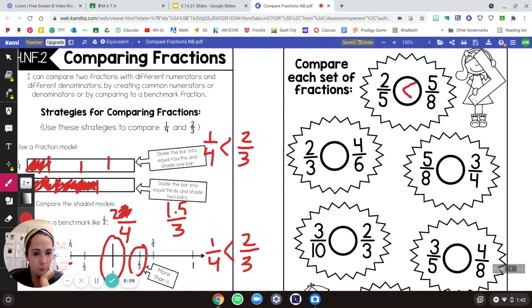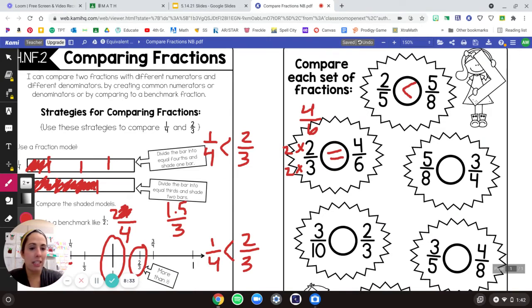2/3. Well, I'm going to use multiplication because I know 3 and 6 are really similar. So I'm going to multiply this by 2/2 to get 4/6. I know that 4/6 is equal to 4/6. So 2/3 must be equivalent or equal to 4/6.